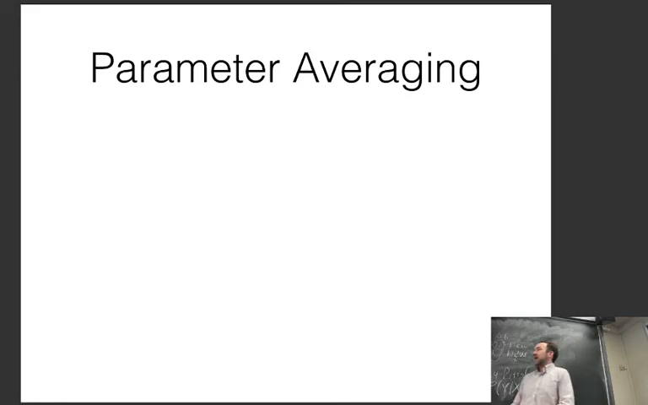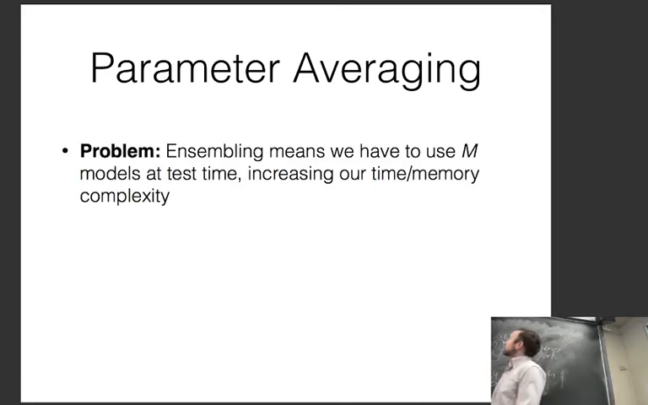This is kind of a hack. It's not an actual method for ensembling, but it does something that's pretty similar to ensembling. It's parameter averaging. So the problem is that ensembling means we have to use M models at test time. It also means we have to train M times if we have M models in our ensemble. So this increases both training and testing time a whole lot.